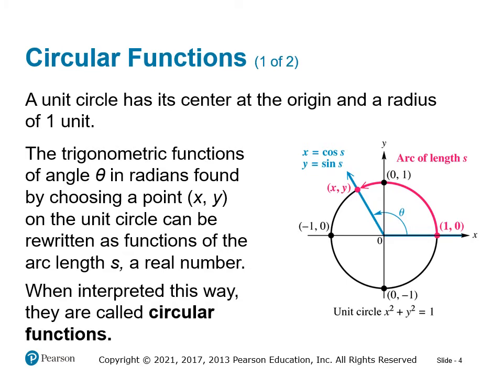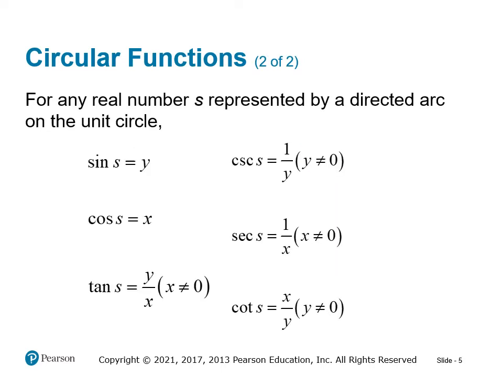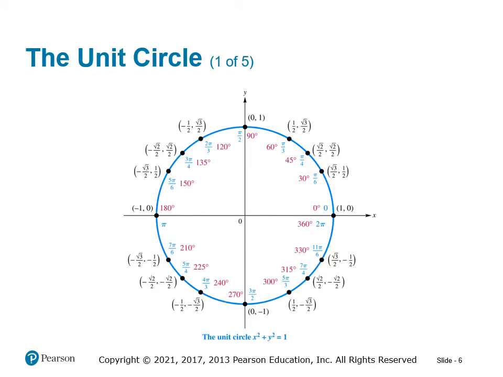So we call all the trig functions circular functions when we look for their values on the unit circle. Again, here we have sine is equal to y, cosine is equal to x, and by using all the ratios that we know, for example, tangent is sine over cosine, we get y over x, and then we can see all the reciprocal functions here as well.